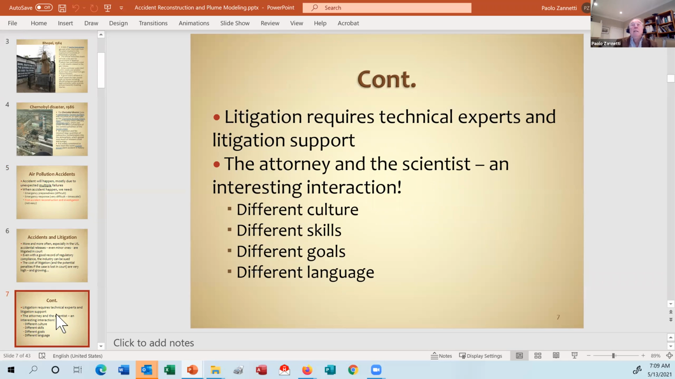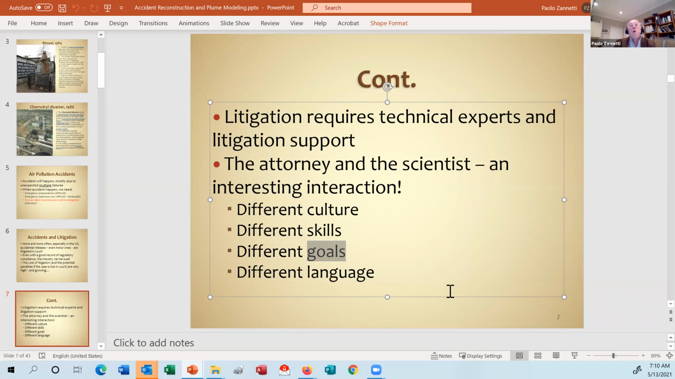It's not easy, because you have to interact with a system that you don't know. The legal system. We are scientists. We are not lawyers. Our knowledge of the legal system is very limited. Our interaction with attorneys is not easy because they have a different culture. An attorney's education is based on a different culture, different skills, different goals. What does an attorney want? An attorney wants to win.